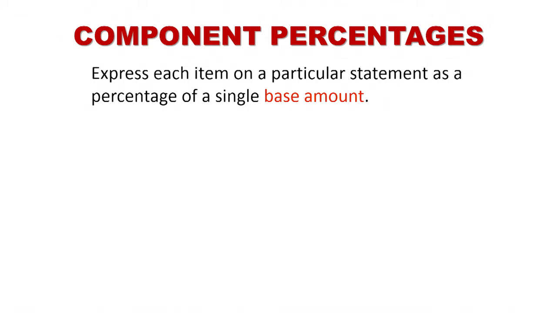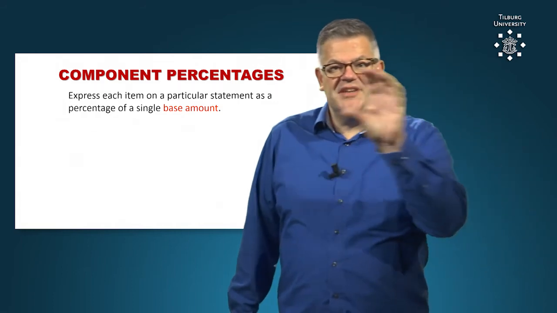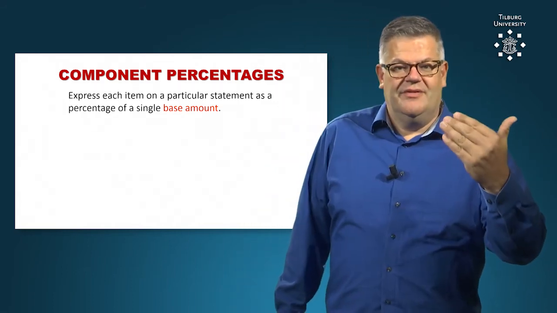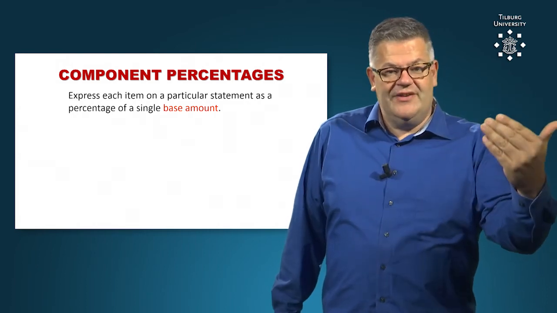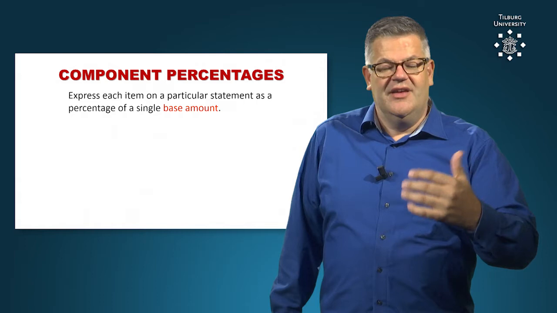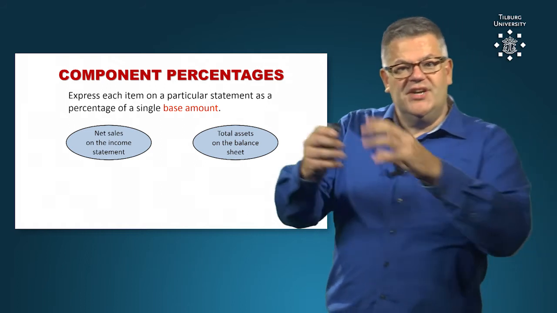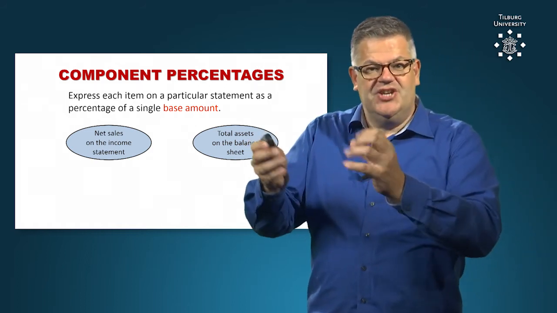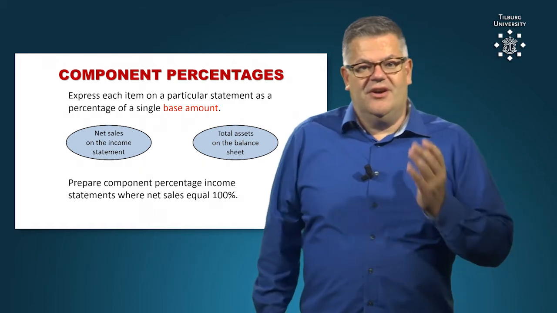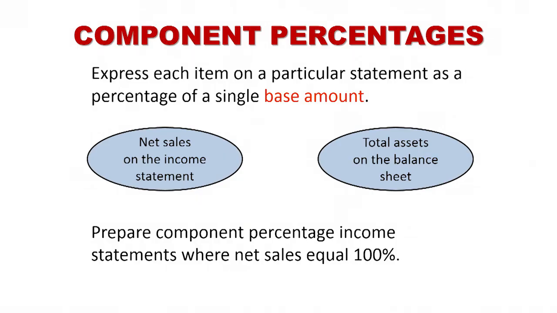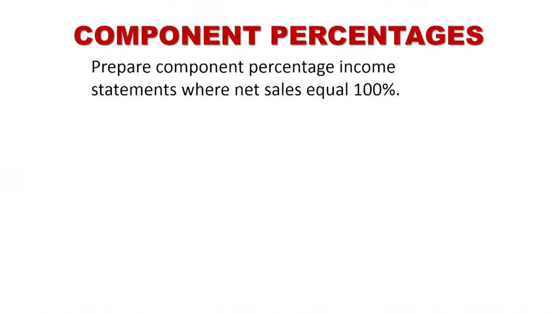Okay, if we've seen this, I would like to discuss and focus a little bit on the income statement. So express each item on a particular statement as a percentage of a single base amount. So these are the common size statements. That means that you don't use the absolute figures, but you create a set of relative figures, and that's related to what? That's related to the net sales on the income statement, or the total assets, or the total liabilities and shareholders' equity on the balance sheet. So what you actually do, prepare component percentage income statement, whereas the sales are equal 100%. That really matters. Let's show this.